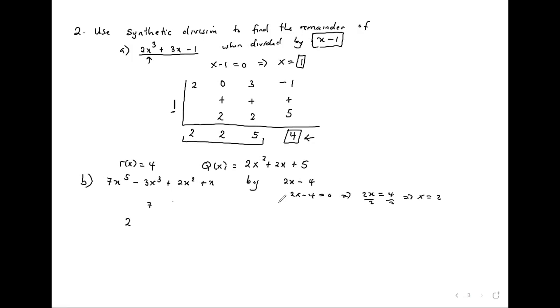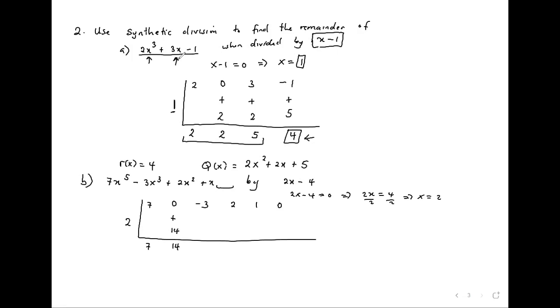So power 4 is not there, meaning we have a 0. Power 3, we have -3. Power 2, we have 2. Power 1, we have 1. There's no constant, meaning we have 0. And then drop a 7, then 2 times 7, 14. Sir, that 0 you put, the coefficient representing the constant. Remember, we must always have the constant. Like here, we had the constant -1. So if it's not there, it means that the constant is 0.